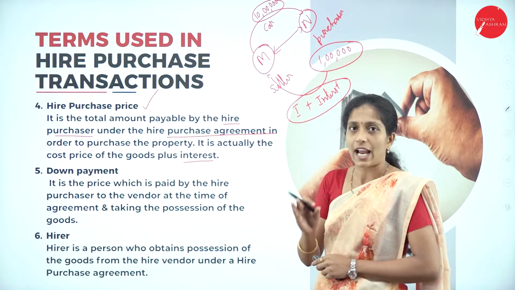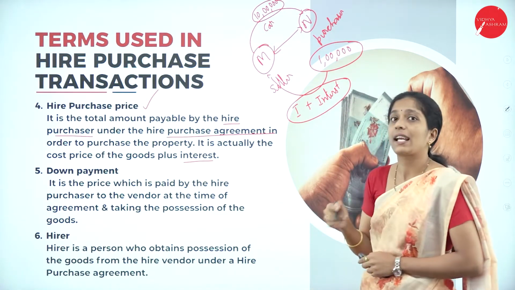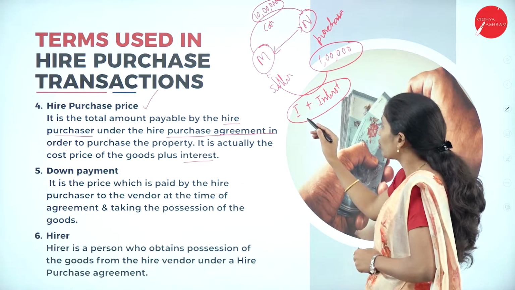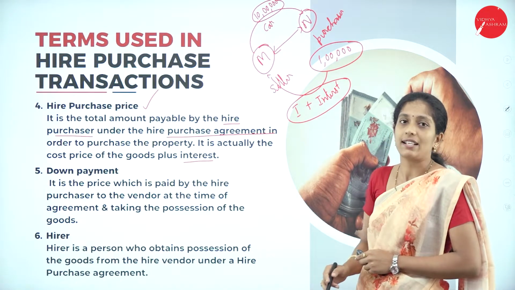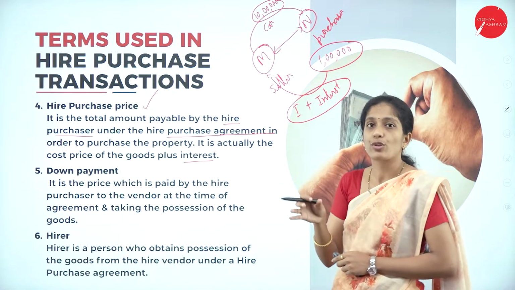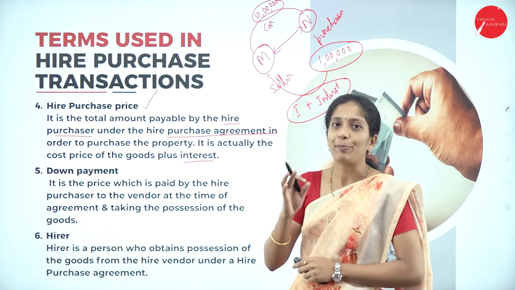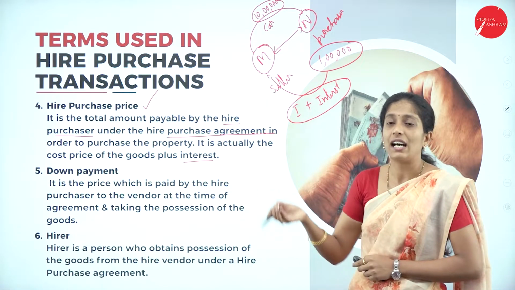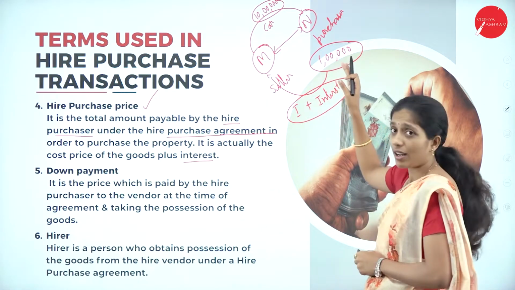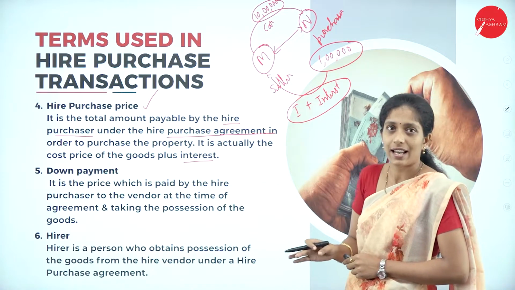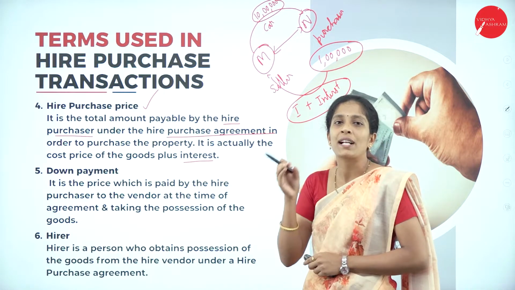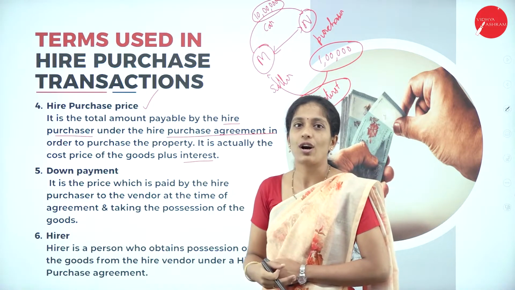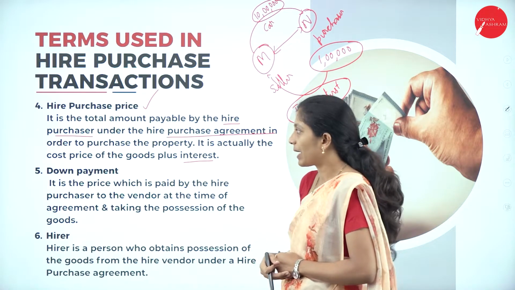10 lakh is the cash price. But what is the hire purchase price? The actual value of the car plus interest. So it includes interest also, that is known as what? Hire purchase price. So it is a price which is given by the hire purchaser to the hire seller, along with the installment amount plus interest, and is called the hire purchase price.